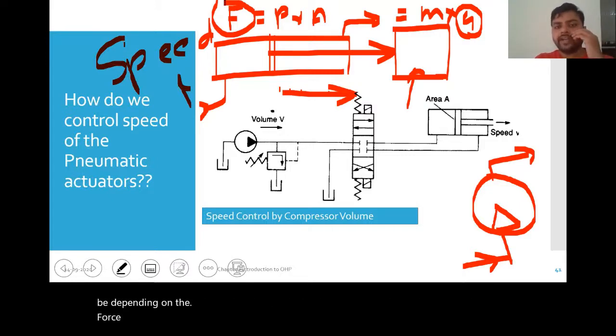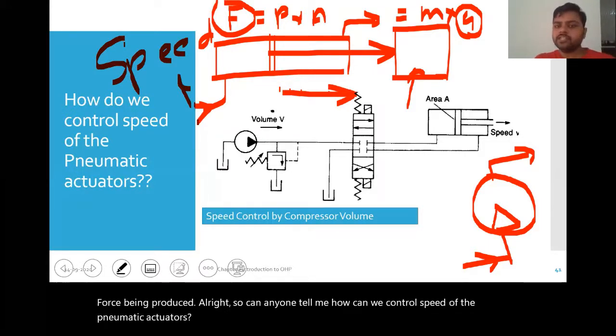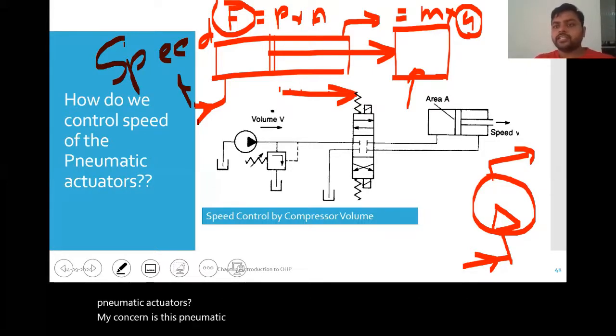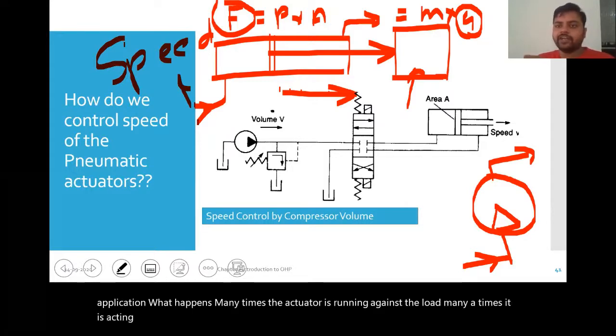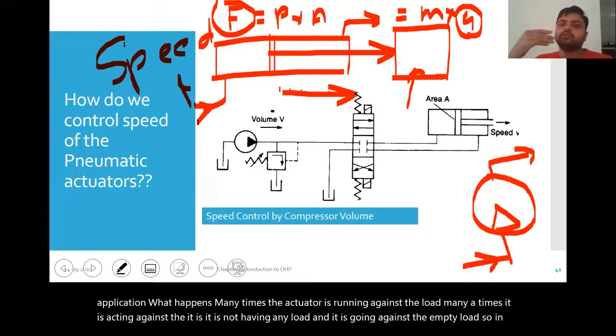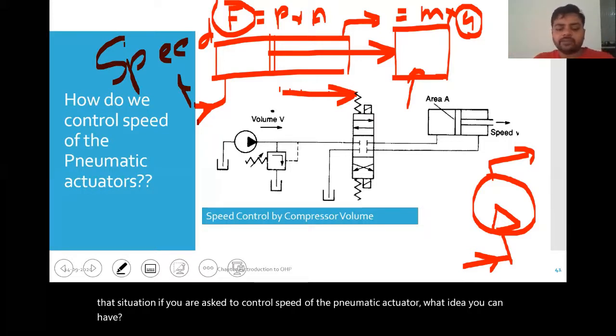All right, so can anyone tell me how we can control the speed of pneumatic actuators? My concern is that this pneumatic actuator should not go beyond a certain speed. In industrial applications, many times the actuator is running against a load, and many times it is not having any load and is going against an empty load. So in that situation, if you are asked to control the speed of the pneumatic actuator, what idea can you have? I am expecting some answer from the audience.